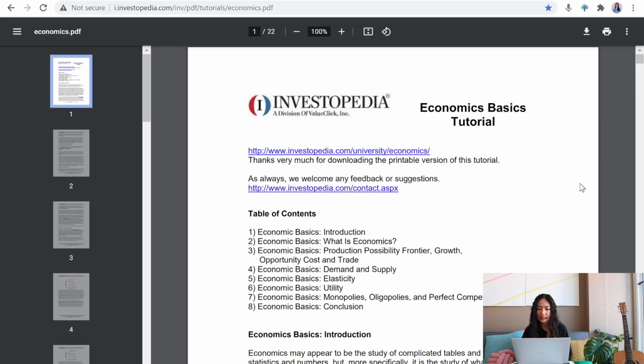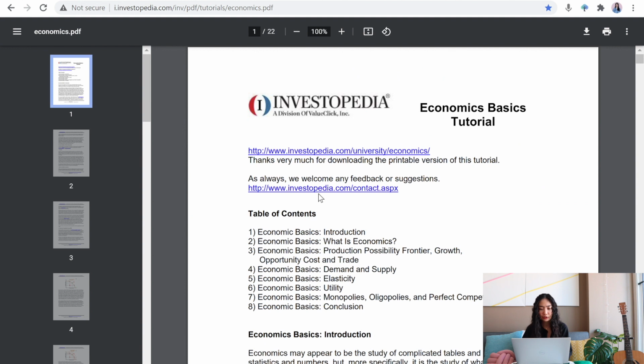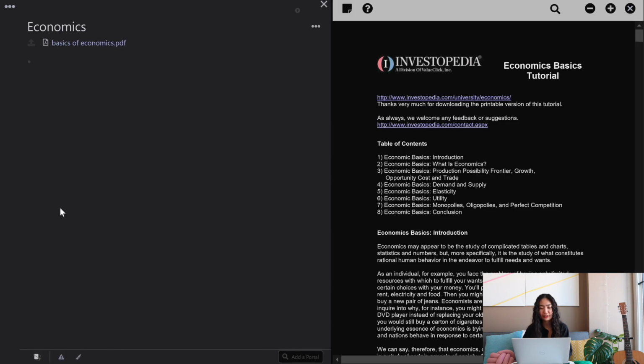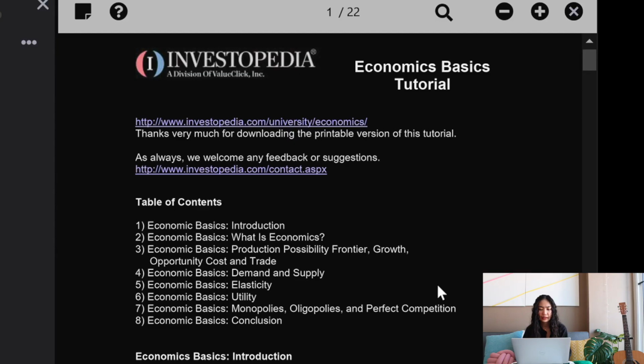Okay, so this is the PDF in question. It's from Investopedia. So just downloading this, then go to my RemNote, upload on the page. Just gonna call it economics for simplicity's sake. Okay, first thing I'm gonna do is look at the table of contents to see what the structure is. I like to lay out the skeleton first. So, okay, they're all basics, and I'll make all these header 1.